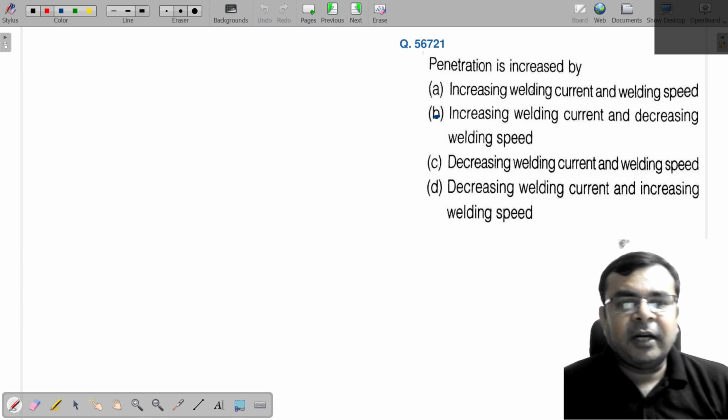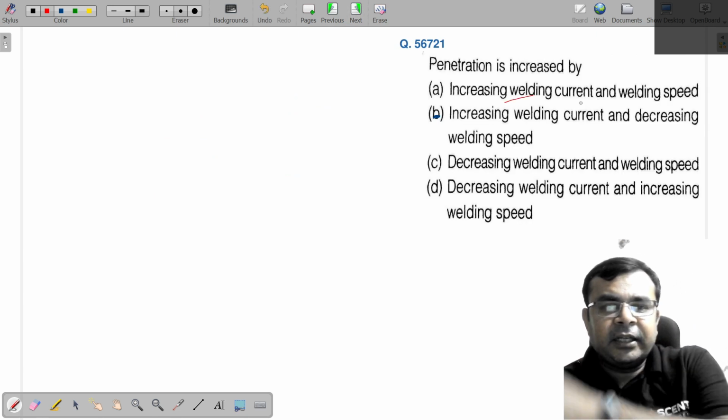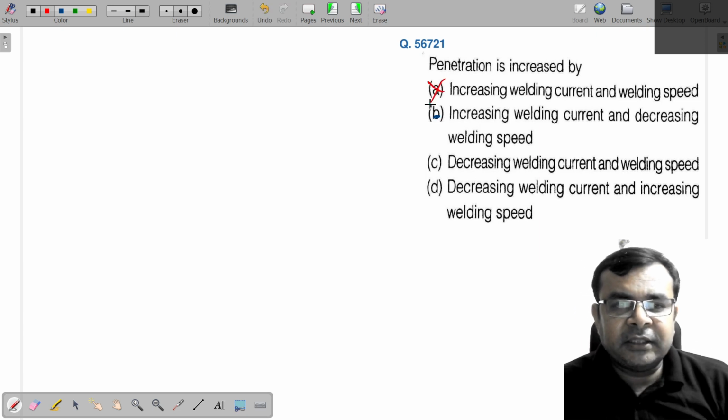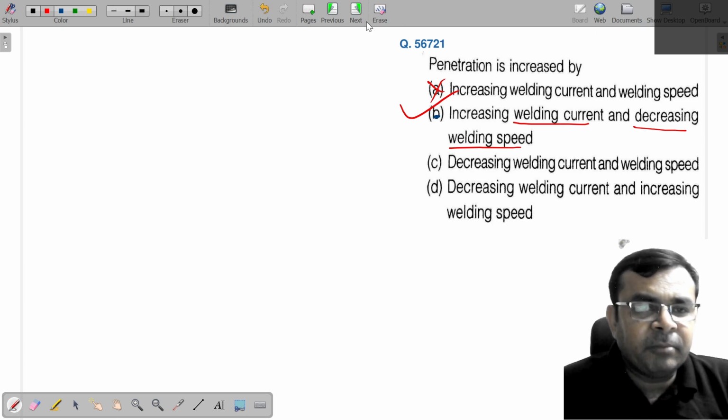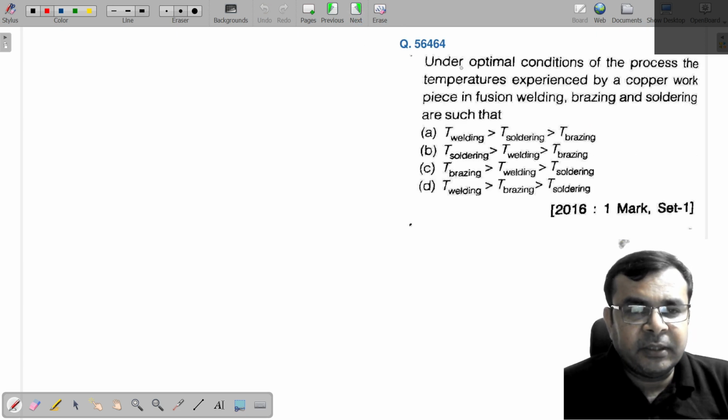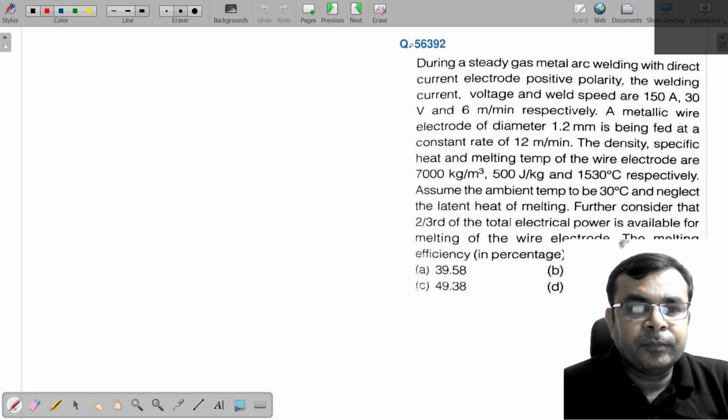Penetration is increased by, how to increase penetration? Increase welding current and welding speed? No, this is not the correct answer. Increasing welding current and decreasing welding speed. Yes, if you increase the current and decrease the welding speed, then more penetration takes place. Under the optimal condition of the process, the temperature experienced by the copper workpiece: obviously, this question is welding, brazing, and soldering.